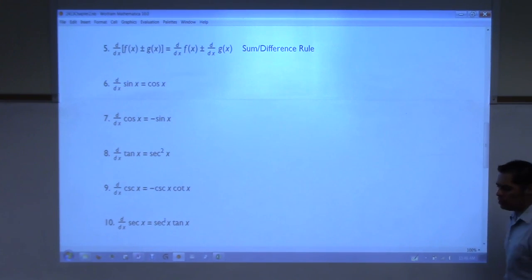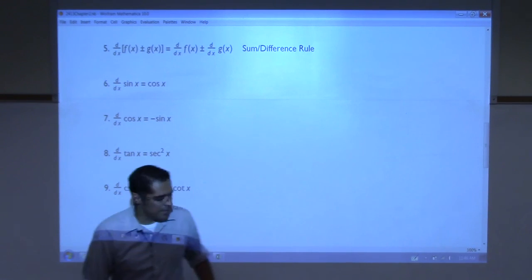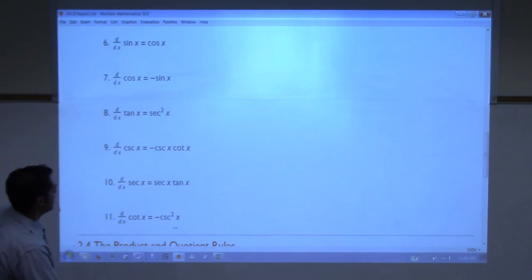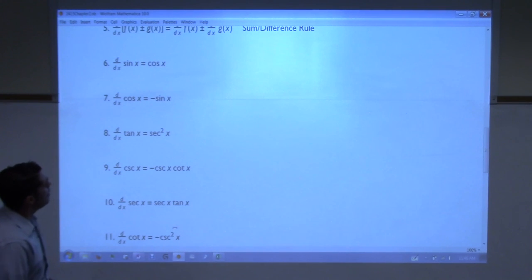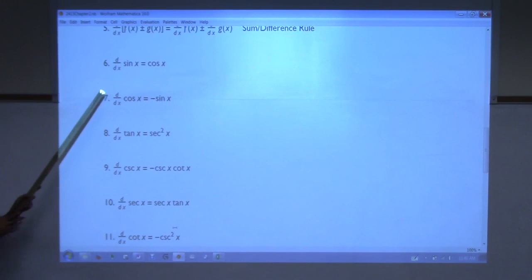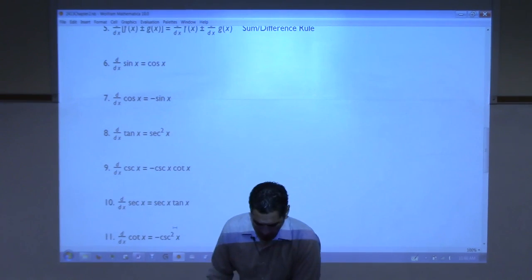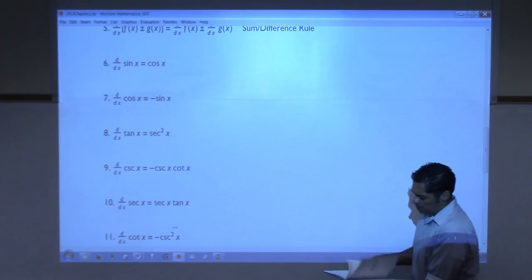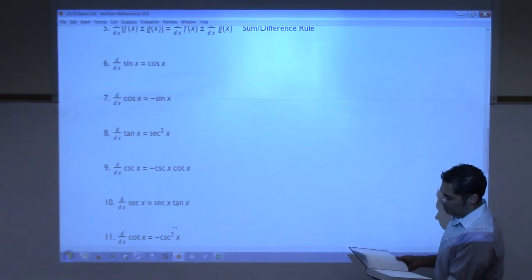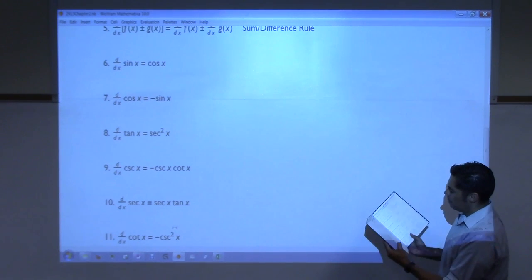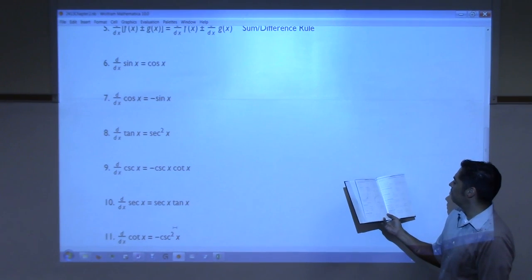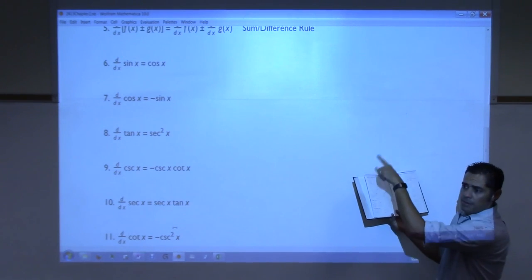All right, the next few are just things that we're going to give to you without any proof as to why yet. I'll prove most of these later. I'm going to prove this one today, why the derivative of sine of x is cosine x. And the rest of these you'll just need to know. All of these are on your formula sheets that you're allowed to have on your test. Reference page 5.